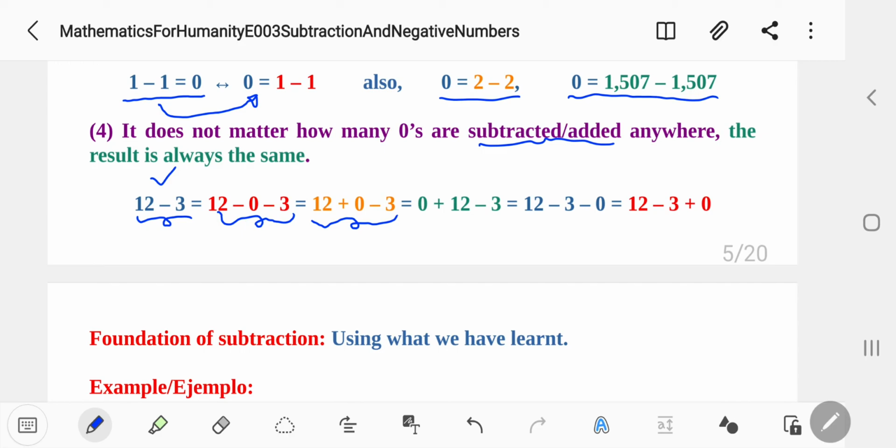Or you can put 0 in front of the 12. You have 0 plus 12 minus 3, which is still the same thing. 12 minus 3 minus 0 is still the same. Or 12 minus 3 plus 0 is still the same. This is actually equal to 9.